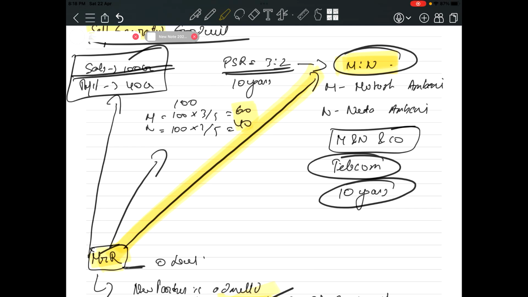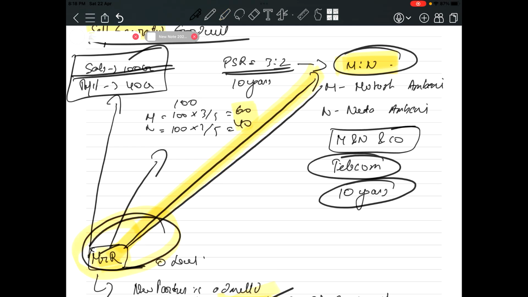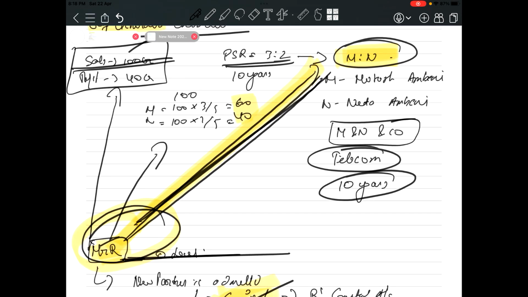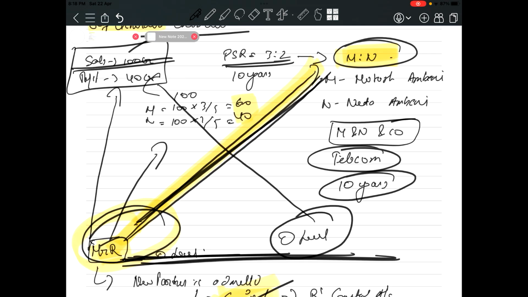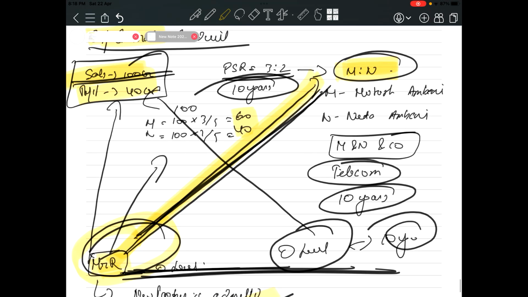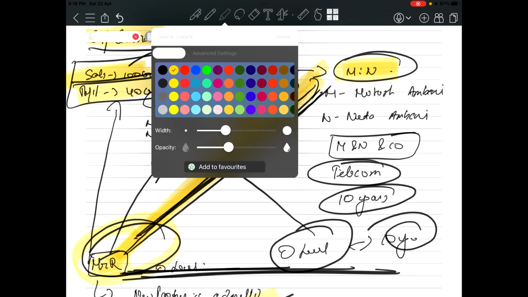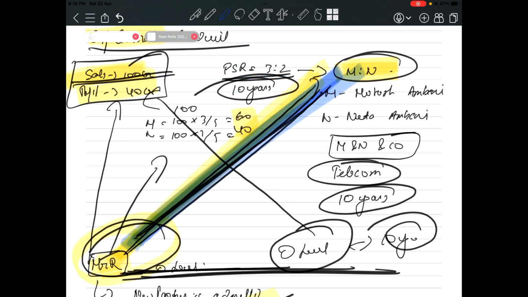Now see from the point of view of Mr. R. Mr. R will be very happy, na? Mr. R will be very happy because he is enjoying the readily available market. Say for example, if he had to start from scratch, from zero level, do you think he'll be able to reach this point? No, he will need some time. Mukesh and Nita Ambani had taken 10 years, so he might also need 10 years to reach this level. Sales of 100 crore, profit of 40 crore. Since Mr. R had joined them, he will enjoy these profits.